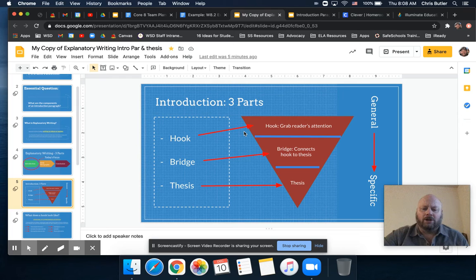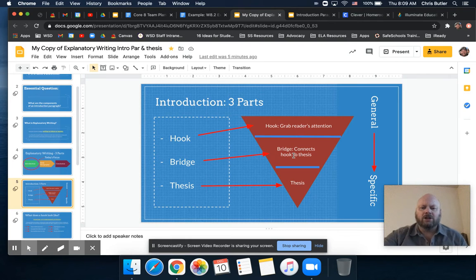Okay, so you start with a hook, and a hook is basically something to grab the reader's attention. Think about when you read an article, or you read a book, a novel, or you watch a movie, or you watch a TV show. They generally don't start in the middle of the big plot thing. They generally start with something to get your attention, to get you interested, to gain your interest in an event or in a character or something like that. That's what the hook is. It grabs the reader's attention.